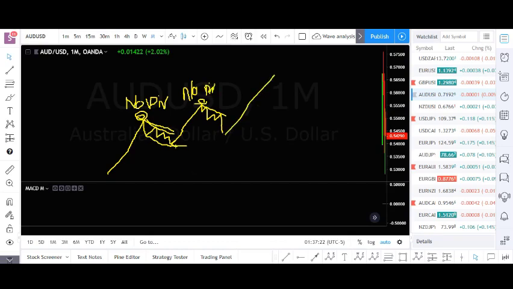So what we will do is we will fib this impulse move, and then we will put a buy limit order at the 61.8 retracement. So there we will buy right there, and our stop loss will go underneath here, and then we will trade this to the 2.7. As you can see, this is also a very good risk to reward trade. So that is basically the FIB trade.